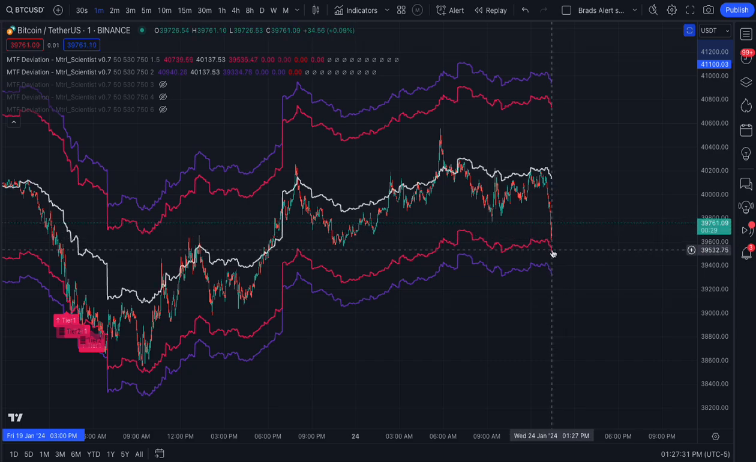Looks like we didn't quite make that scalp, right? Price did not quite reach that deviation, so that's okay. Another one is around the corner.